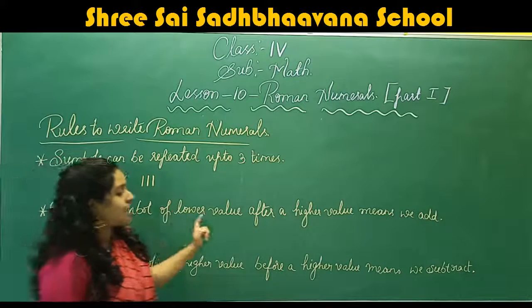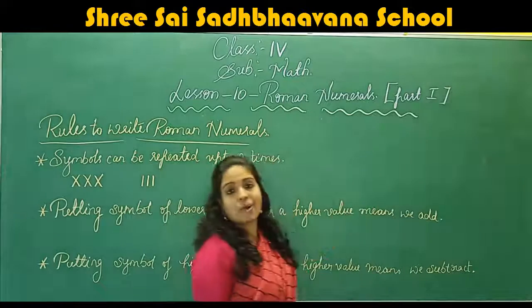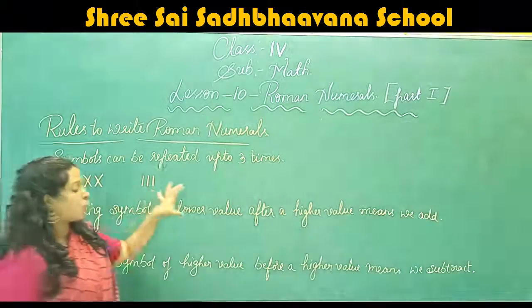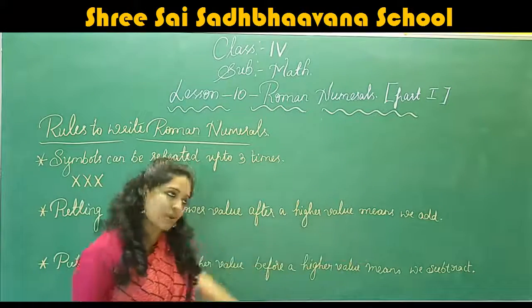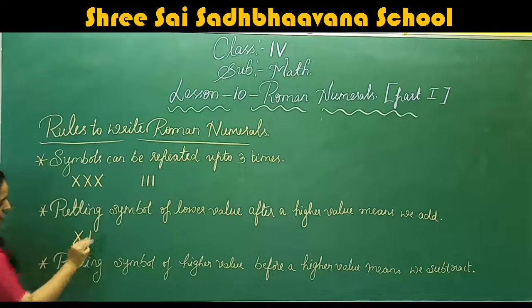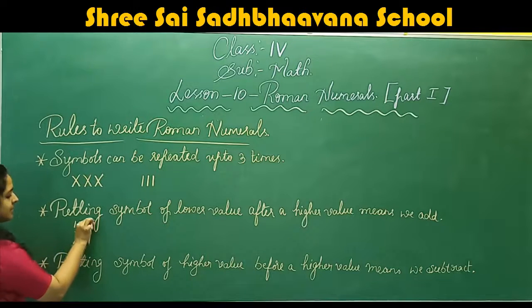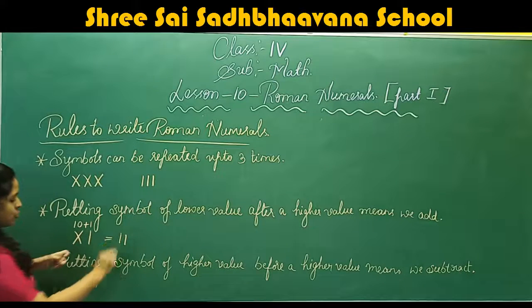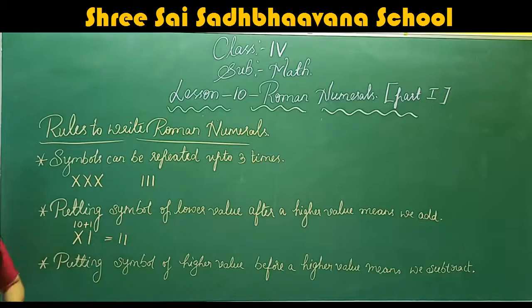Now let us see the next one. Putting a symbol of lower value after a higher value means we add. Example, let me write X and I. What is the value of X? X is nothing but 10. And what is the value of I? It is nothing but 1. I have written the smaller value after the larger value here, that means we have to add. So 10 plus 1 comes to 11. So the value of XI comes to 11.